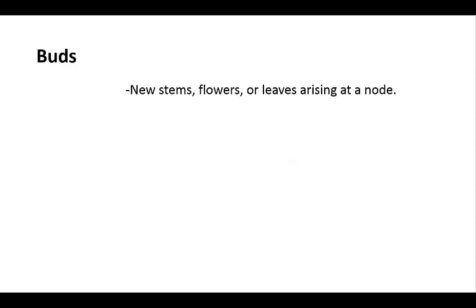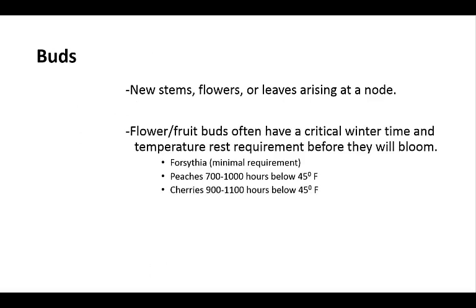So buds are new stems, flowers, or leaves arising at a node. Flower and fruit buds often have a critical winter time and temperature rest requirement before they will bloom. This is especially true of fruit trees. Forsythia, as a flowering shrub, has a minimal requirement for this. It's pretty precocious in that sense. Peaches need to have 700 to 1,000 hours of temperatures below 45 degrees, and cherries need to have somewhat more than that before their flowers will be developed and they'll bloom.